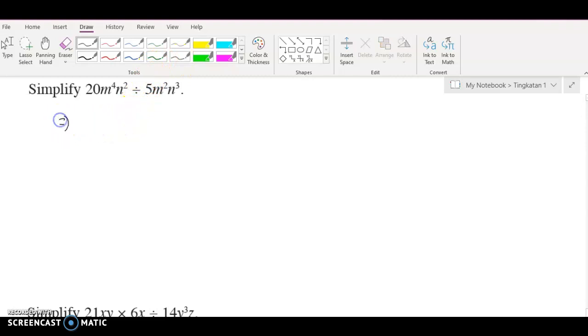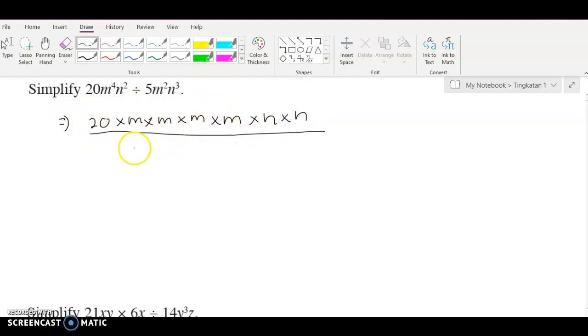It means that you have to change it into repeated multiples. So 20 times m times m times m times m, because m has 4 times, and then times n times n, because n has 2 times, and then divide it by 5 times m times m, because m has the power of 2, times n times n times n.